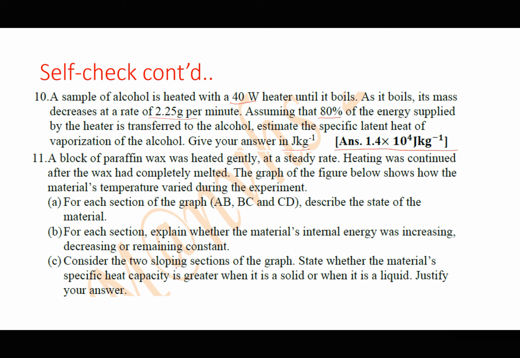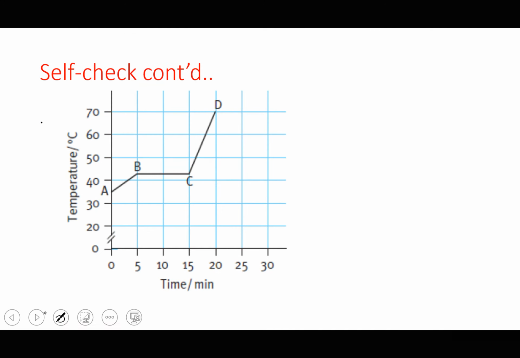Consider the two sloping sections of the graph. State whether the material's specific heat capacity is greater when it is a solid, or when it is a liquid. Justify your answer. So the graph is on this page. You should tell us the state of the substance along AB, BC, and CD. You will now attempt that. I think this is the last self-check under this unit.